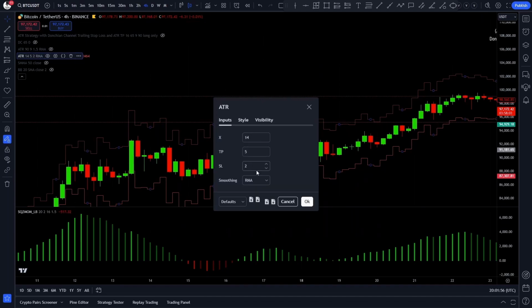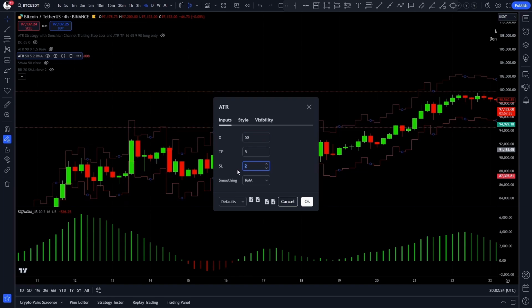That indicator will look something like this. The X value is the period or its length, the TP value is the take profit multiplier, and the stop loss value is the SL multiplier. As we are now testing this as a stop loss indicator, we'll focus only on the SL and the X value. As mentioned earlier, the X value or its length is set to 50 and will be kept at 50. And for the SL we will test 2, 4, 6 and 8 values. For this example, let's go with 2.